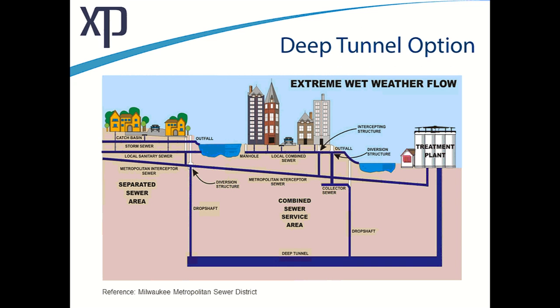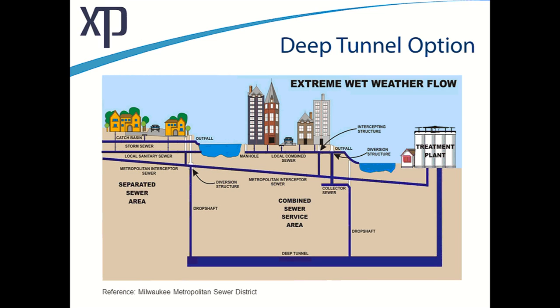Another option that has been used around the country are deep tunnels. And here is an example of what we call an extreme wet weather flow from the Milwaukee Metropolitan Sewer District. And you can see that, if you look at my mouse, the storm sewer itself just discharges right into the river or Lake Michigan. The local sanitary sewer goes down and drops into the interceptor and flows to the treatment plant. And in an extreme event, if we have what we call an SSO, or a sanitary sewer overflow, the water goes into the river again.